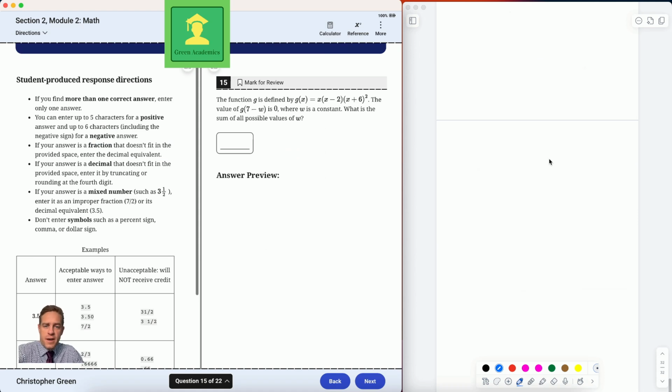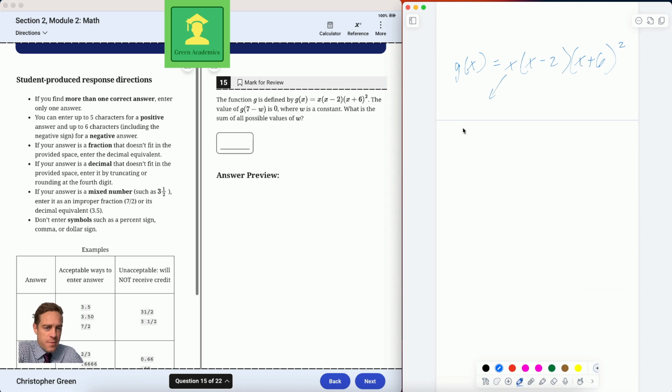Function g is defined by that. The value of g of 7 minus w is 0, where w is a constant. What is the sum of all possible values of w? This is a little bit trickier, but not impossible. So I'm going to recopy the original expression. First of all, what are the zeros of this original thing right here?